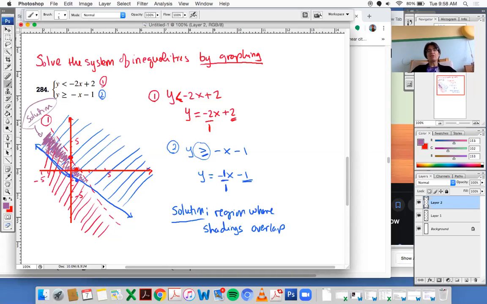So that's how you show a solution to a system of inequalities. You graph each line, you shade in the proper place for each line, and then you see where the shadings overlap, and that's your solution. Any questions with that?